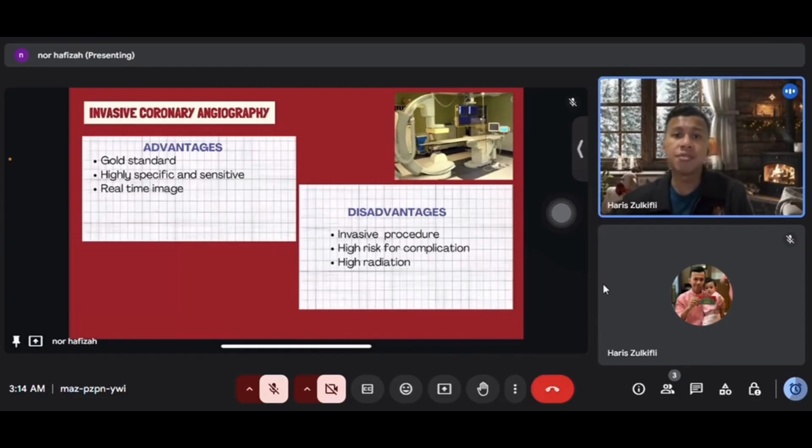Okay, next is invasive coronary angiography. The advantages of using this machine are that it is the gold standard, it is highly specific and sensitive, and it provides real-time images. For the disadvantages, it is an invasive procedure, it has a high risk of complications, and it involves high radiation for the patient.